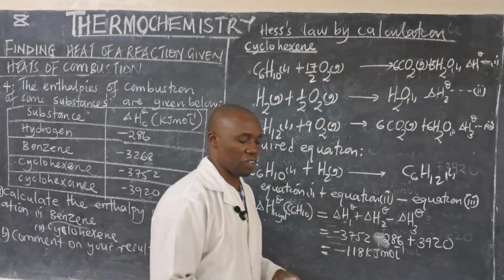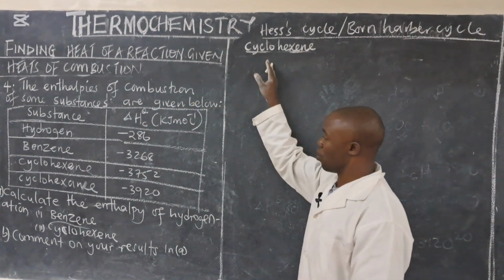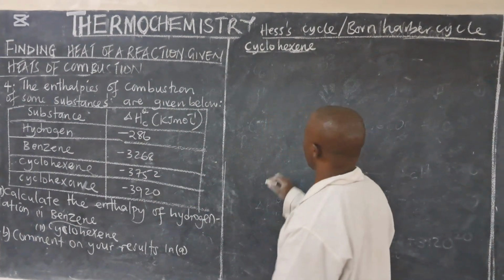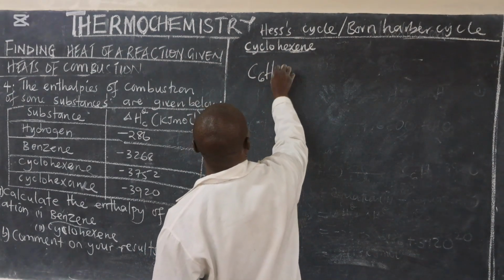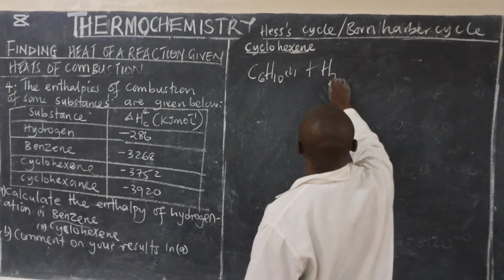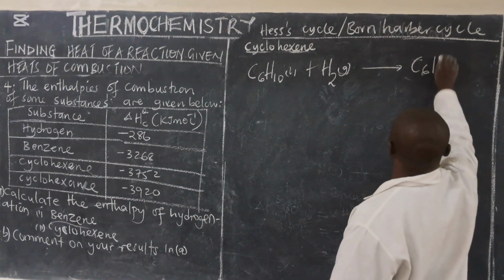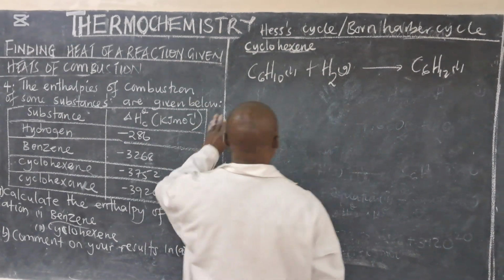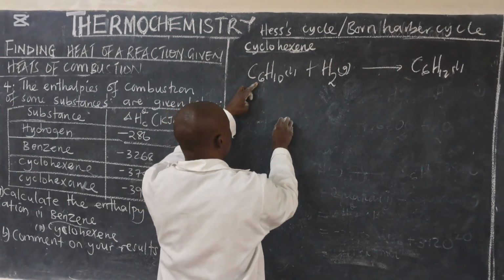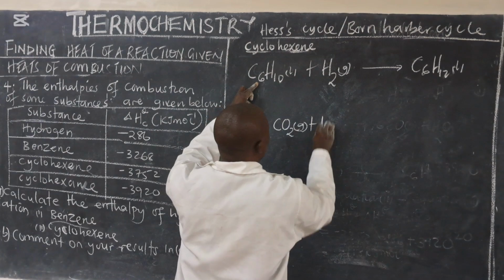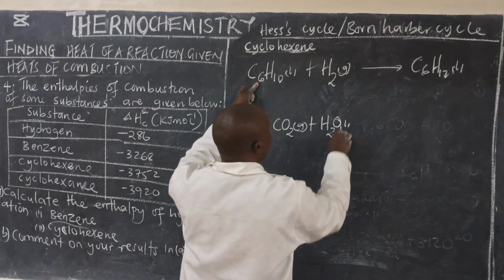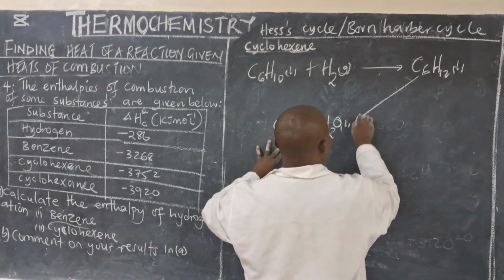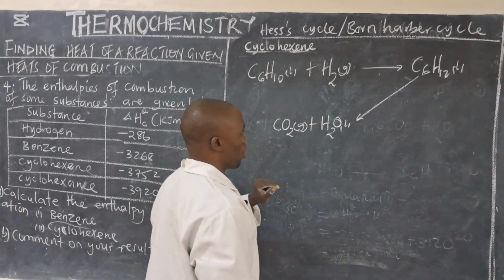Let's also use Hess cycle or Born-Haber cycle for this. Now in using Hess cycle, we just need to write the equation for hydrogenation of cyclohexene. So cyclohexene is C6H10 liquid, hydrogenated, we get cyclohexane liquid. So they have given us combustion values. So combustion of cyclohexene gives us carbon dioxide plus water, and also combustion of hydrogen gives us water, so mixed products from both of them. So this also produces carbon dioxide and water, but we can first try to balance.